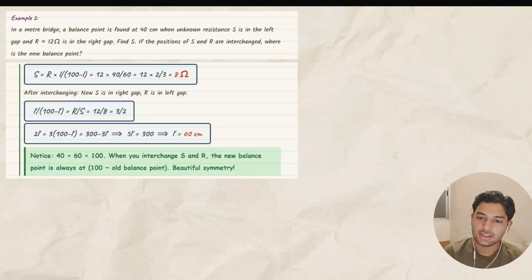Let's go on to the solution. S equals R into L by 100 minus L, which is 12 into 40 by 60. So we have 12 into 2 by 3, which is 8 ohm. After interchanging, now S is in the right gap and R is in the left gap. So again we are interchanging. We would have the same, if you notice here, we have a small slide.